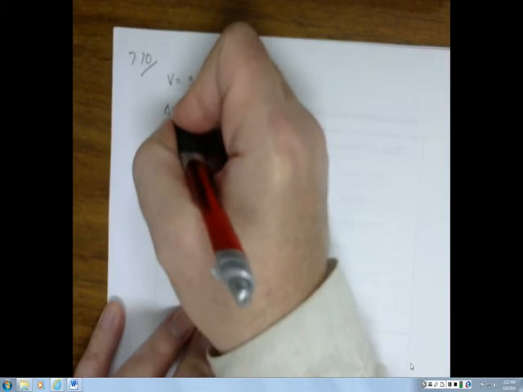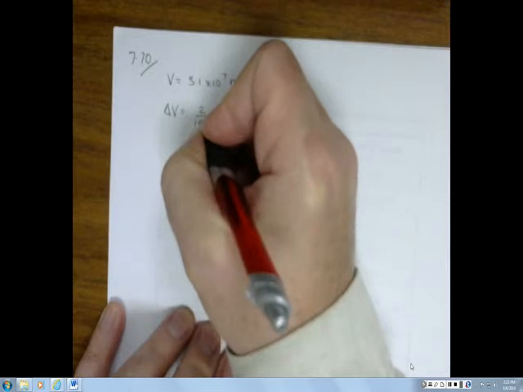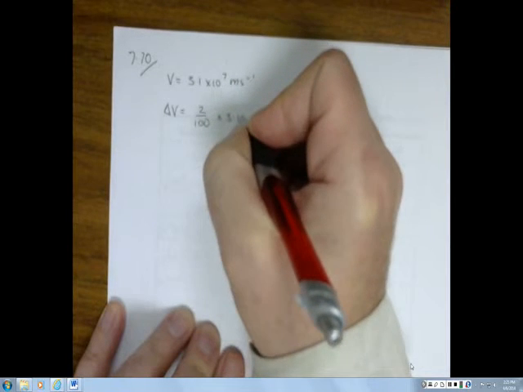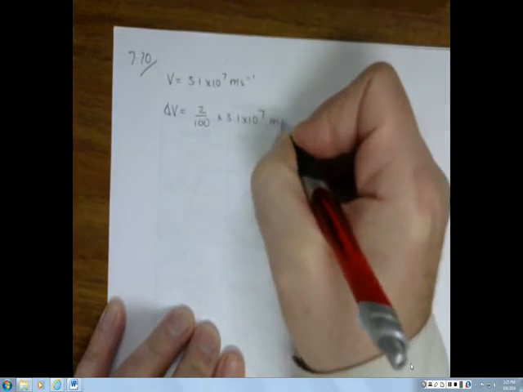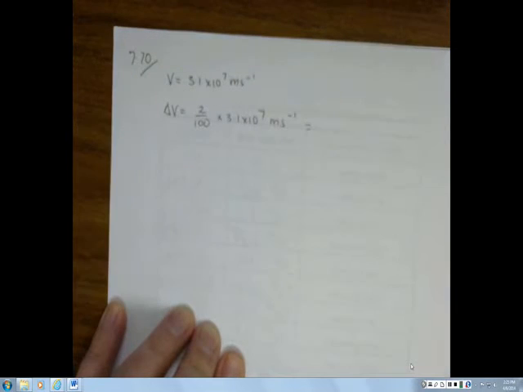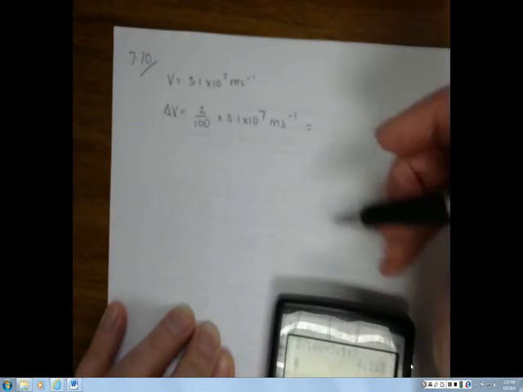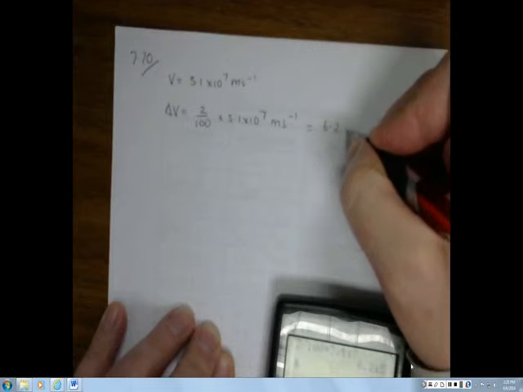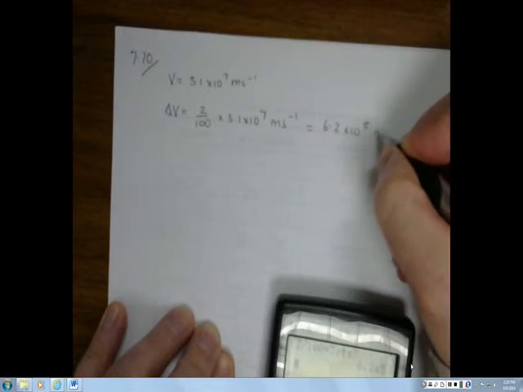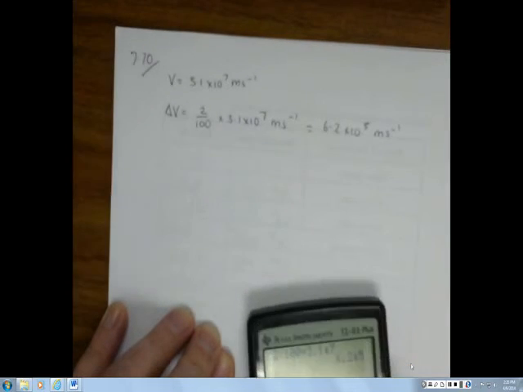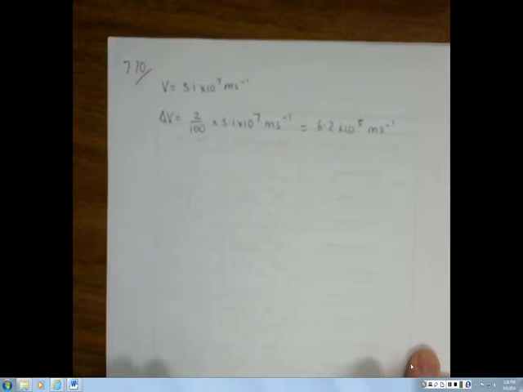So delta V is 2 on 100 times 3.1 by 10 to the 7 meters per second. 2 divide 100 times 3.1 is 6.2 by 10 to the 5 meters per second, which is my uncertainty in the velocity.